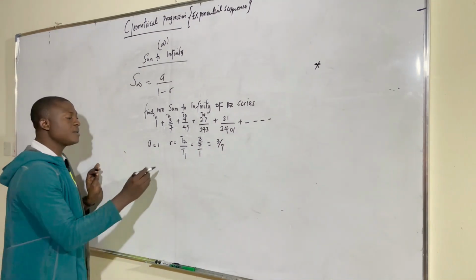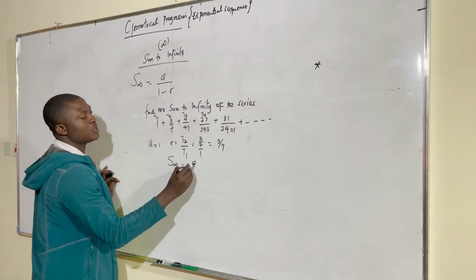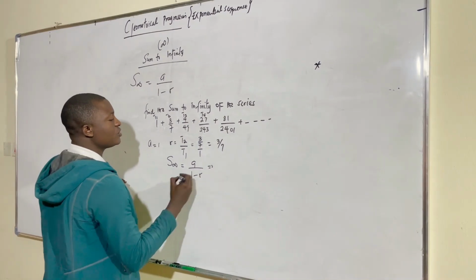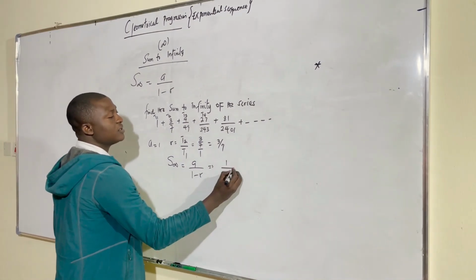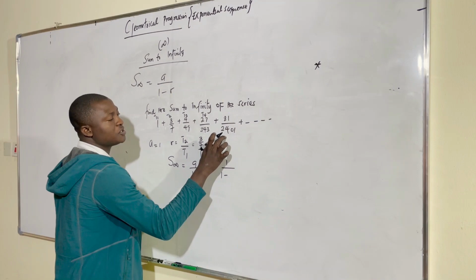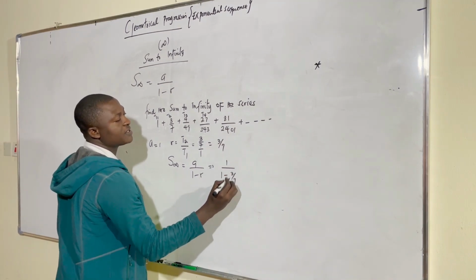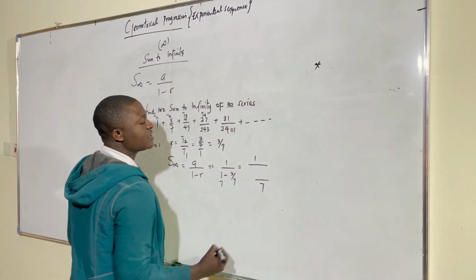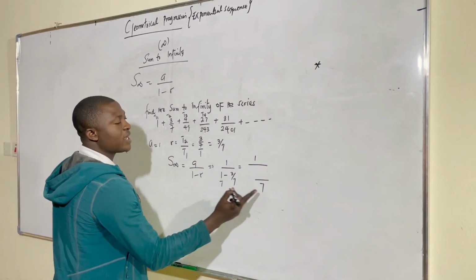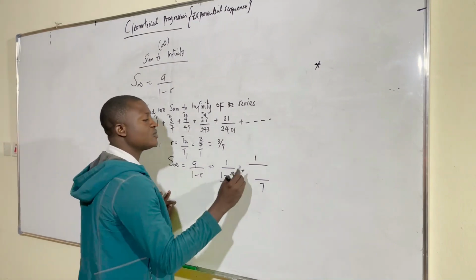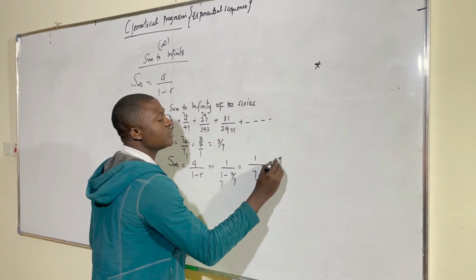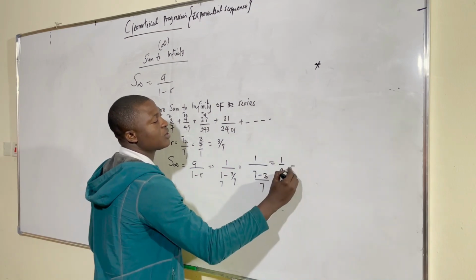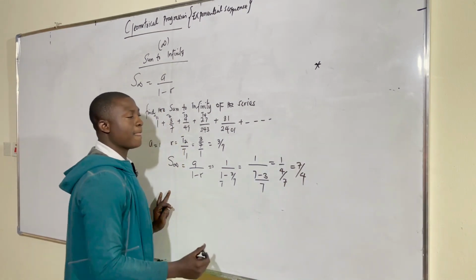So I want to find the sum to infinity. Sum to infinity is equal to a over 1 minus r. So sum to infinity is going to be equal to my first term, 1, divided by 1 minus my common ratio, 3 over 7. So by putting the value, we have 7 times 1, that's 7, minus 3. So this one is going to be 4 over 7. The reciprocal is going to be 7 over 4.